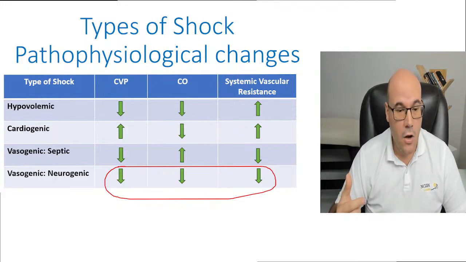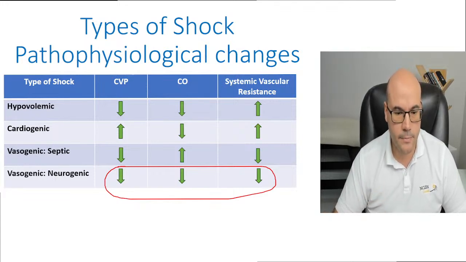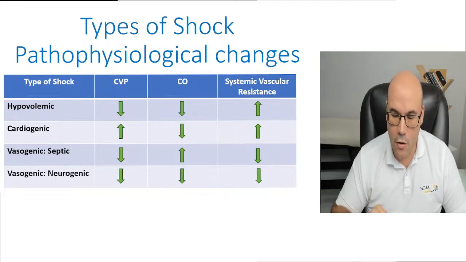And in the case of an injury, disruption of the autonomic nervous system in neurogenic shock is going to cause severe vasodilation. So now you can see and understand the different clinical findings on the different types of shock.